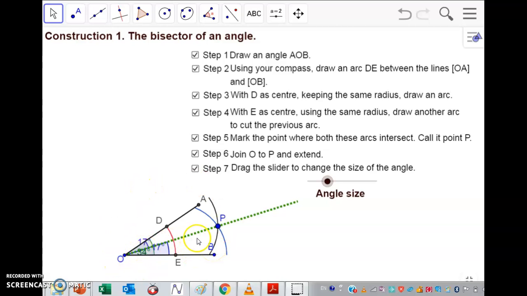Now we have our angle bisector. So we have 17 degrees here, we have 17 degrees here.